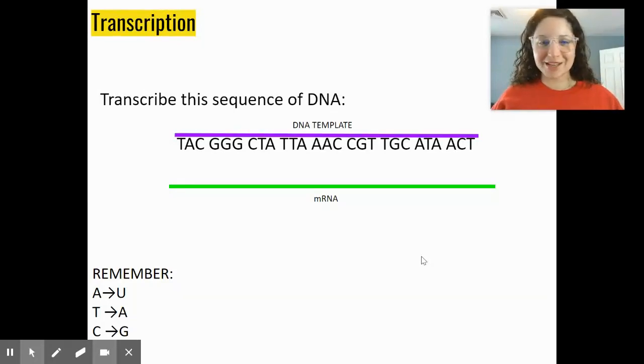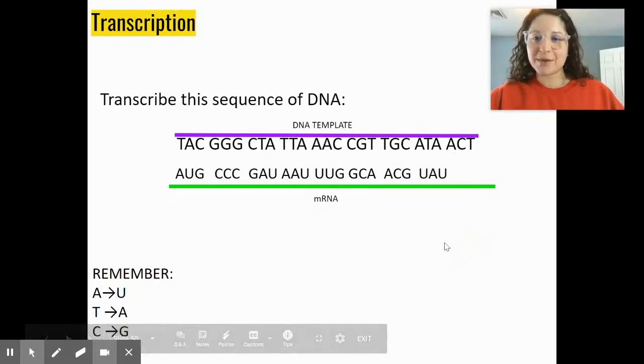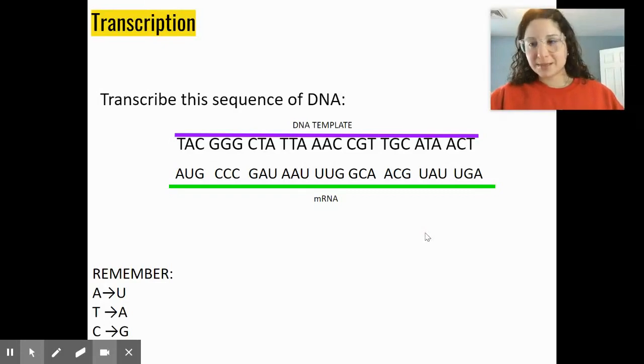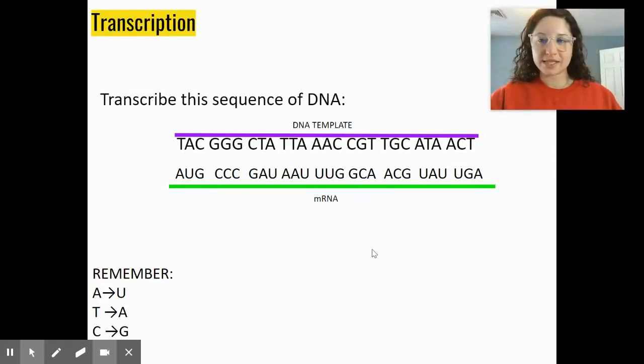All right. So hopefully you again paused the video. Let's go over answers. Please compare what you have on your paper to what you see in front of you right here. So TAC pairs with AUG. GGG pairs with CCC. CTA pairs with GAU. TTA pairs with AAU. AAC pairs with UUG. CGT pairs with GCA. TGC pairs with ACG. ATA pairs with UAU. ACT pairs with UGA. So again, please compare what you had on your paper to what you see on the screen. Please make sure you are understanding how to transcribe the sequence of DNA. You will be getting some more practice with this later on. Wink, wink, nudge, nudge.